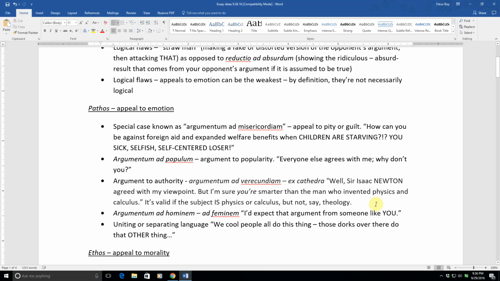Well, this isn't physics, so I could very well be smarter than Albert Einstein about this topic. Then there's the argumentum ad hominem, which is literally the argument to the man. If it's against a woman, technically it's an ad feminem argument. So that would be along the lines of, "I'd expect that argument from someone like you."